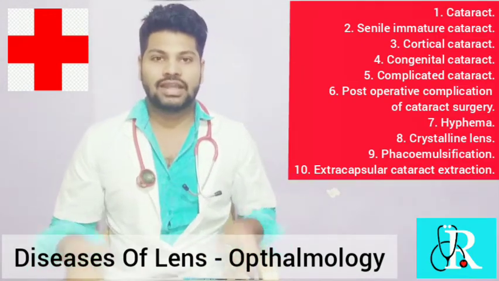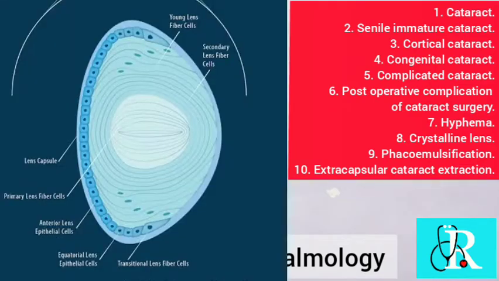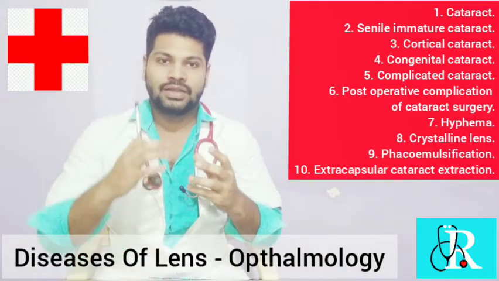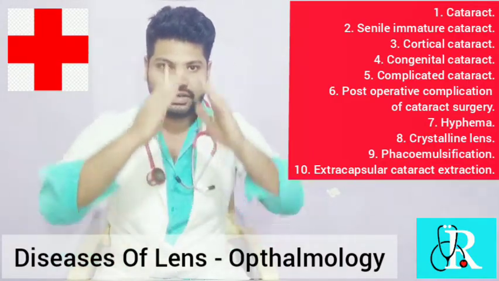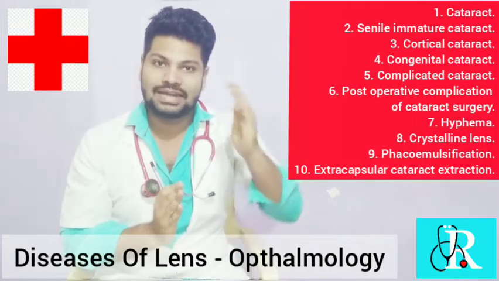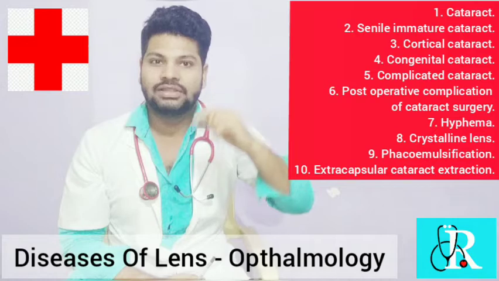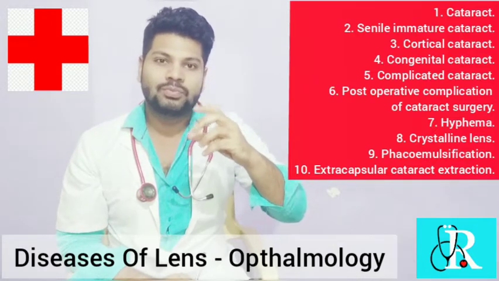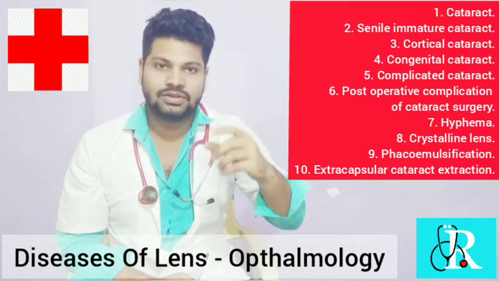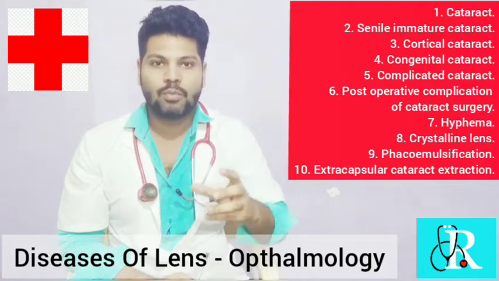So let me talk about the lens right now. The lens is a crystalline transparent lens. It is basically made up of epithelial cells, and externally it is covered by a capsule. Inside that it is lined by epithelial cells that are mainly known to produce a lot of collagen-like fibers that make the main stroma of the lens.